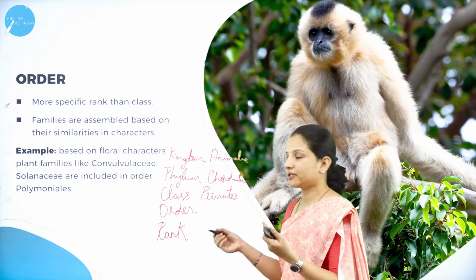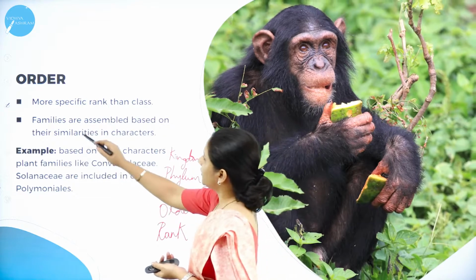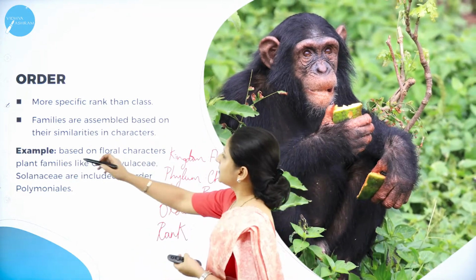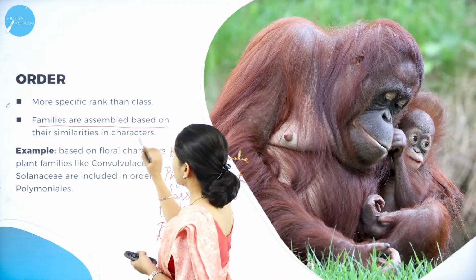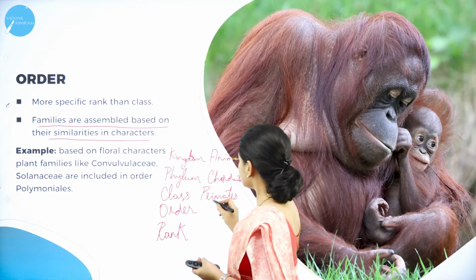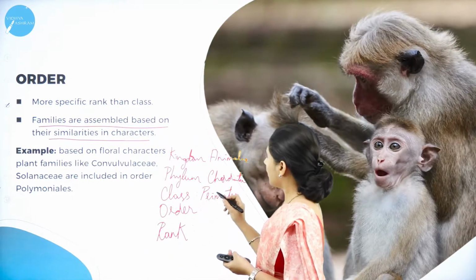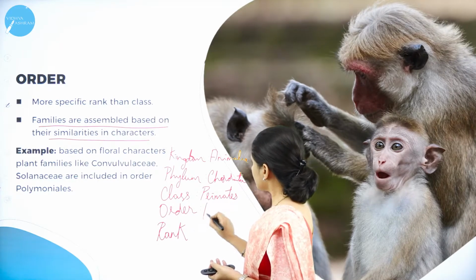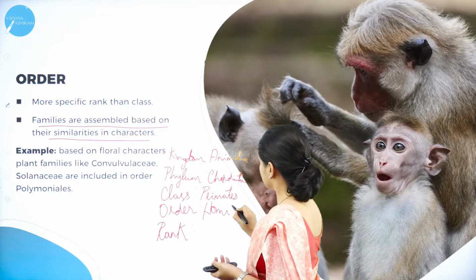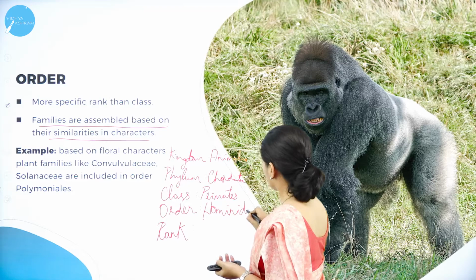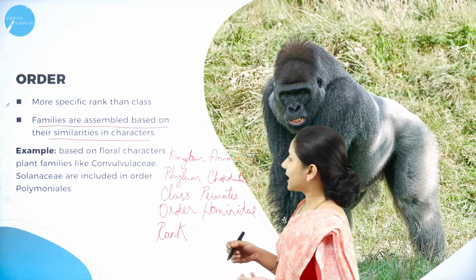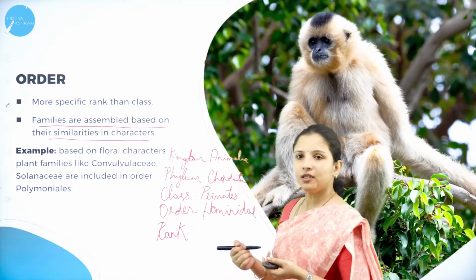Order is more specific than the class. So here the families, they are assembled based on their characters. So here primates. So primates, the order can be Hominidae. Hominidae. Or I'll take the example of floral characters.